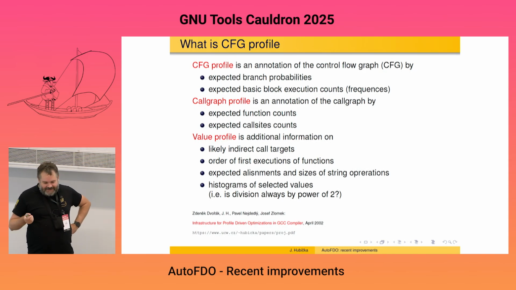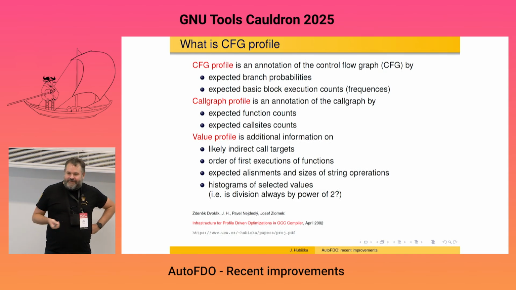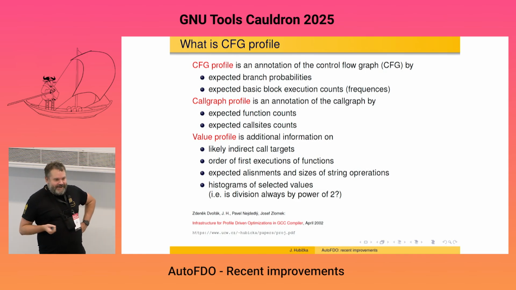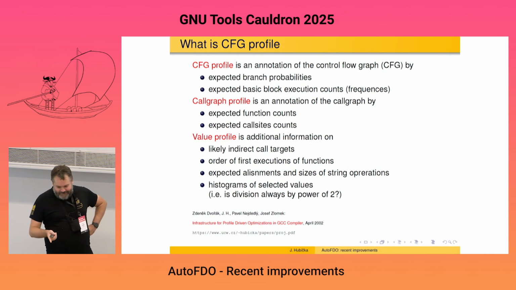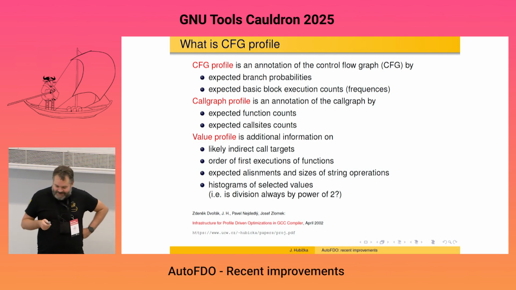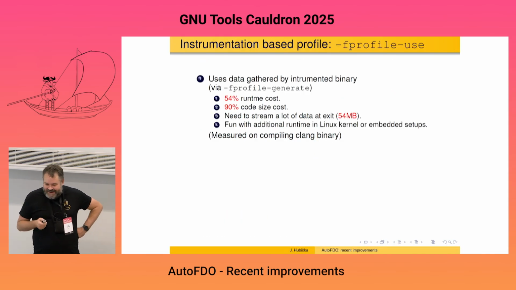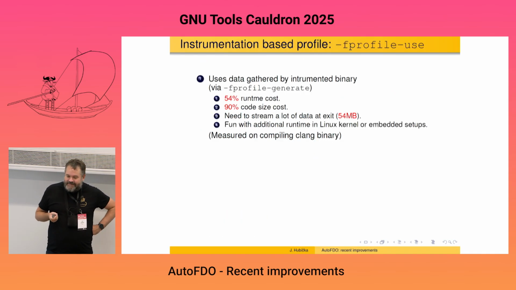So there are expected alignments and sizes for string operations, and we also measure some funny things, like deciding if the division always happens by a power of 2, which makes it much easier than if it's not a power of 2. And there is an old paper from 23 years ago, which we made as students on this project. Basically, you have three ways to get a profile into GCC.